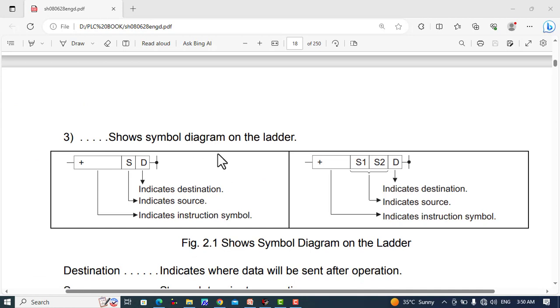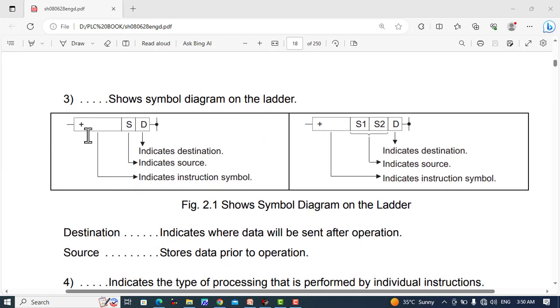Again, here is the symbol diagram on the ladder. This plus sign shows that when you put the first thing in the instruction list, it indicates the instruction symbol. The second thing indicates the source, and the third one indicates the destination with the D. Again, this is the same thing here. S1 and S2 are the sources, D is the destination, and plus indicates the instruction symbol.